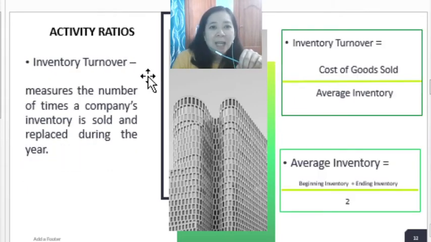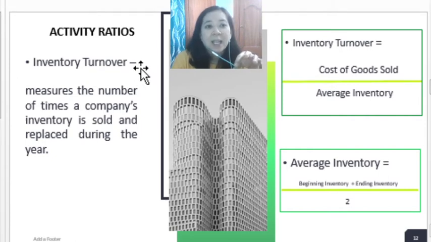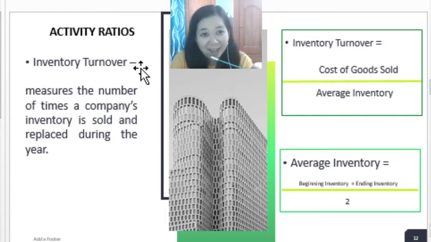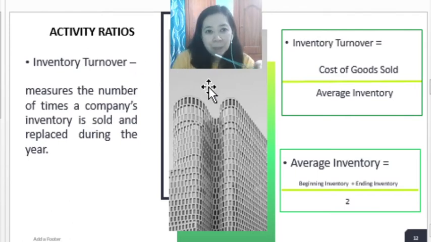Okay, so the next activity ratio that we will discuss is the inventory turnover. Just like our receivable, our inventory also is being sold. We sell it, for cash or for credit, and then eventually turn it into cash, and then we use the cash collected from the sales to purchase inventory and so on. This is the cycle. The information that we can get from this ratio is how fast the management is in selling the inventory or converting inventory into cash.